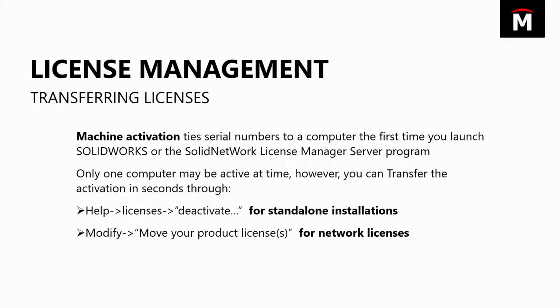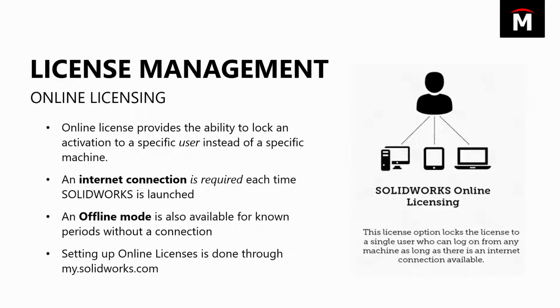When using machine activation, keep in mind that while only one machine can be activated at a time, you can transfer the software activation to a different machine in seconds, simply by hitting Help and Deactivate from inside the software. And if you choose online licensing, an internet connection is required every time you use the software. If you do know that you will be without internet access in the future, though, you can put the software into an offline mode ahead of time to account for that.